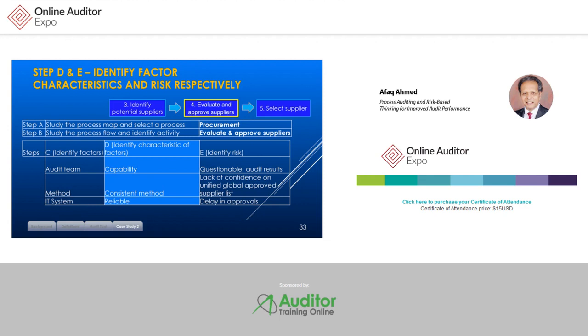For example, the characteristic associated with the audit team is the audit team capability. Similarly, characteristics associated with other factors such as supplier evaluation and approval method can also be identified. Step E requires identifying risk associated with the process factors. So the risk associated with the process factor characteristic audit team capability is that if the audit team does not have required specific industry experience, then there is a risk that audit results may not be effective.